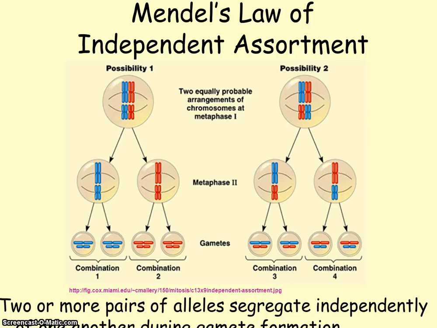Law of independent assortment is when two or more pairs of alleles or genes segregate independently. So these genes have no effect on these genes.